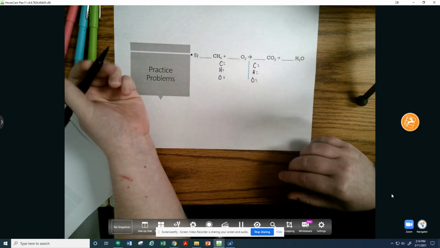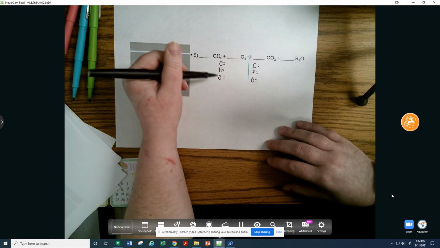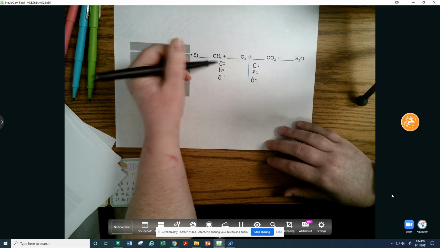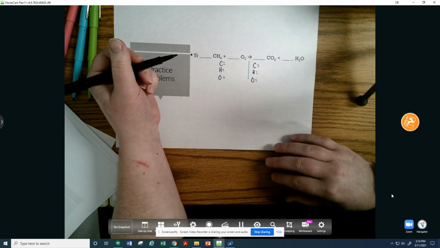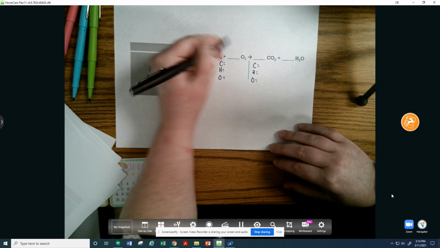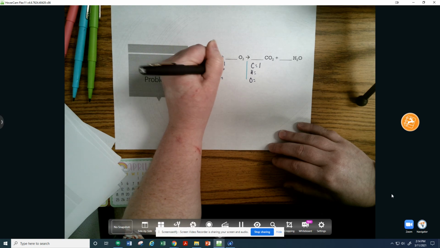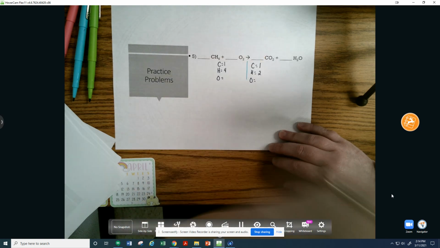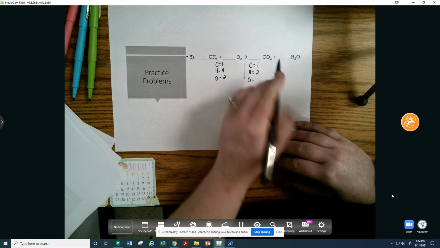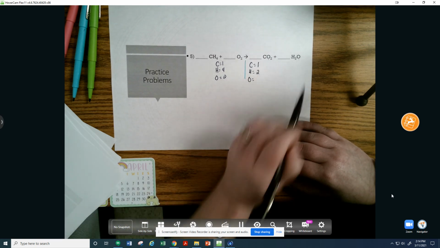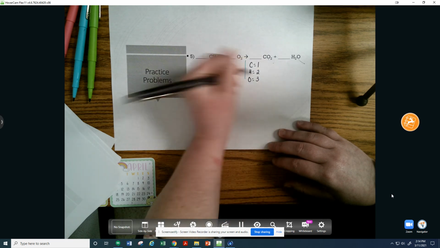If we had other elements like sodium, lithium, chlorine, those would be listed above. But you always do oxygen dead last, hydrogen second to last, carbon third. So taking an inventory, I have 1 carbon on the reactant side, 1 carbon on the product side. Hydrogens, I have 4 and 2. Oxygens, I have 2. Now, oxygen on the product side, you have to be careful. We have oxygen split up between 2 places. I have a subscript 2, subscript 1, therefore I have 3.